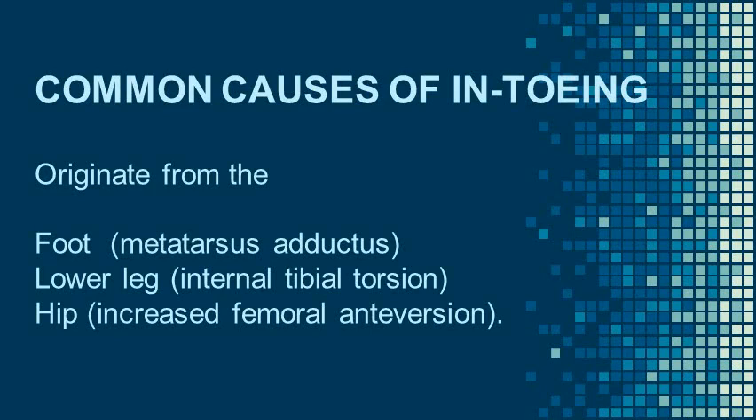What are the common causes of TOEING? TOEING could originate from the foot, lower leg and hip. Metatarsus adductus is the common cause of TOEING that originates from the foot, internal tibial torsion is the cause of TOEING that originates from the lower legs, and increased femoral anteversion is the cause of TOEING that originates from the hip.